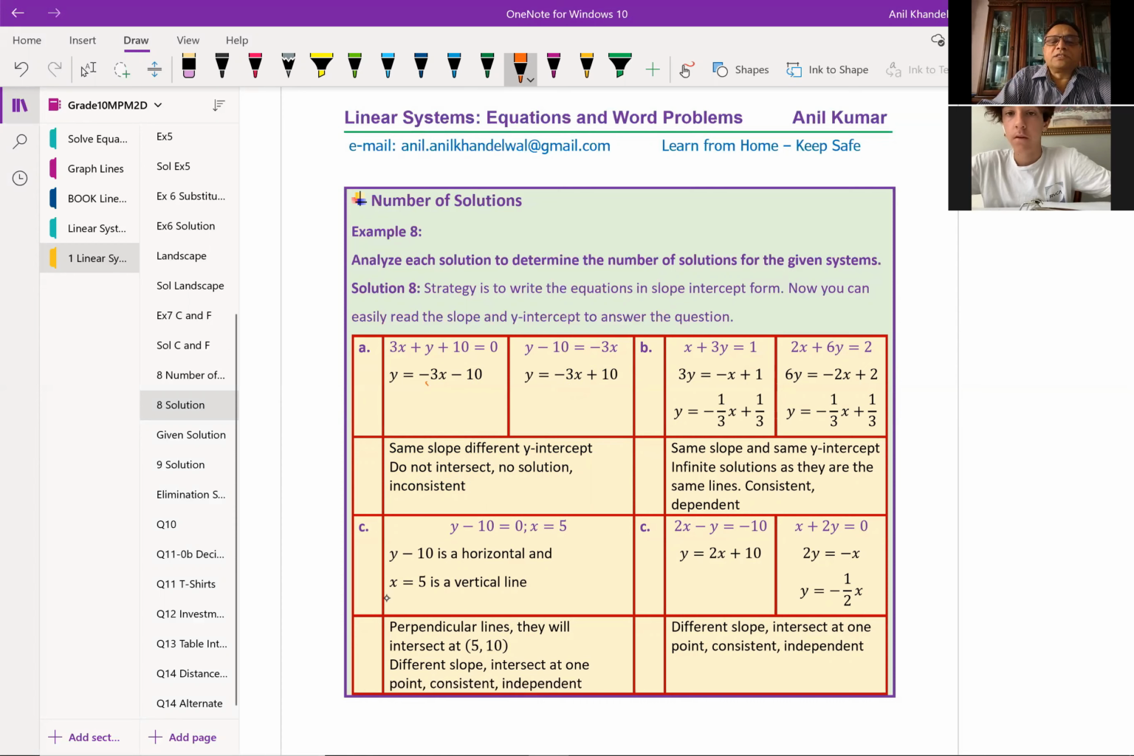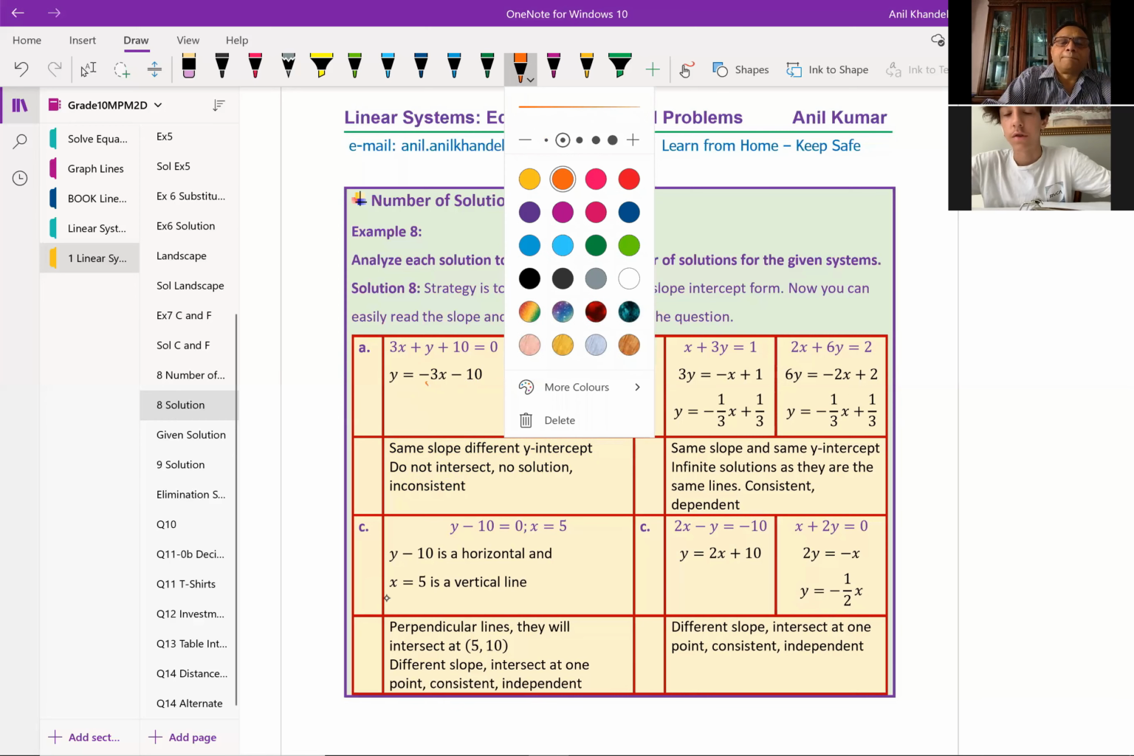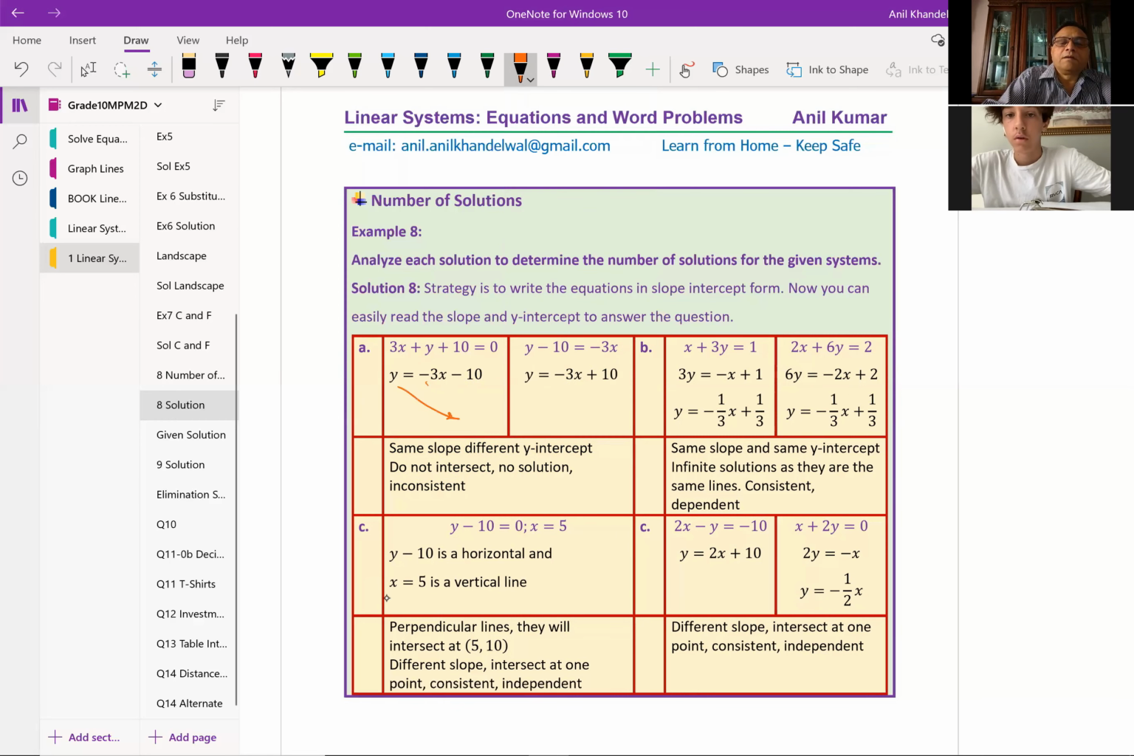Now, what is the slope of these two lines? Negative 3x. That means they are parallel. Parallel, yes. Same slope, but the y-intercept is different. That confirms they are parallel, correct? Yes. Both are parallel.